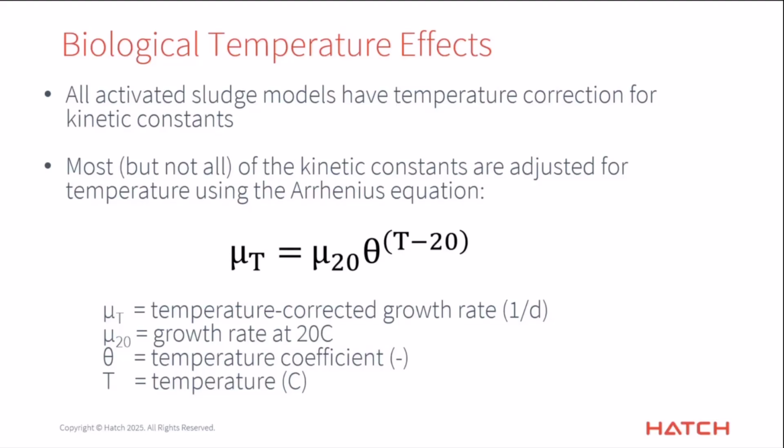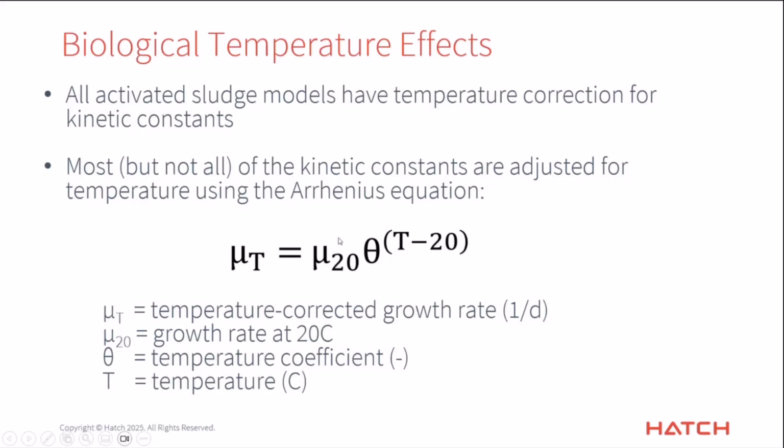This is made to work in the model through the use of the Arrhenius equation. I'm sure you've seen this before in some design class or design approaches. You have a relationship here that says, I'm going to start with the temperature growth rate. So this would be your maximum specific growth rate for the biomass.